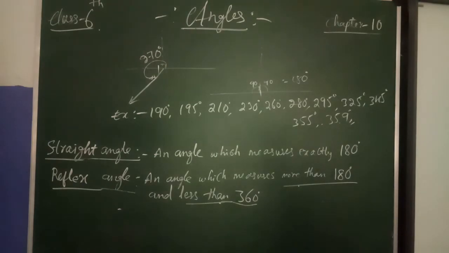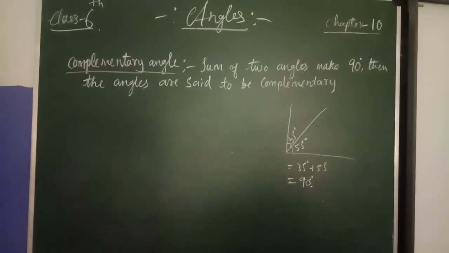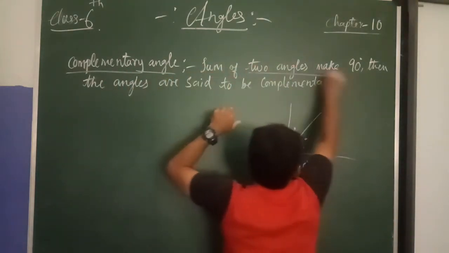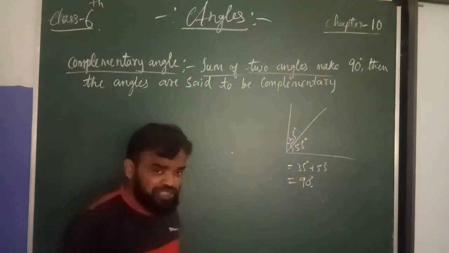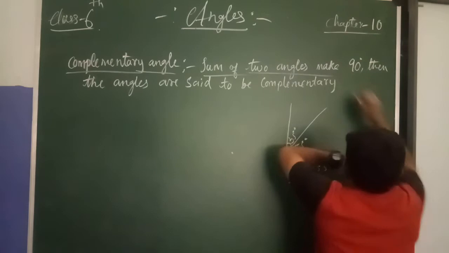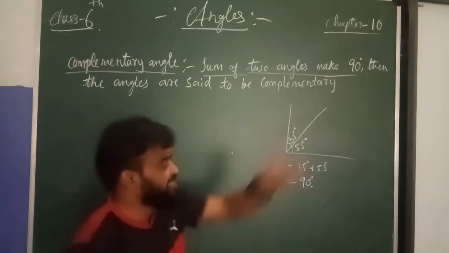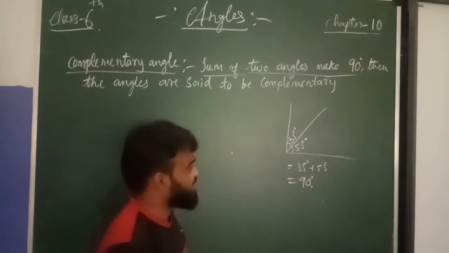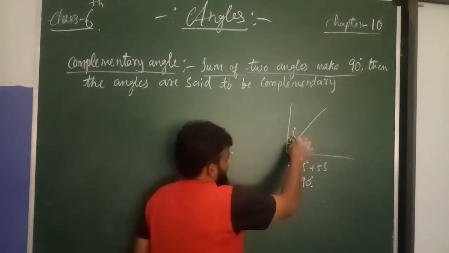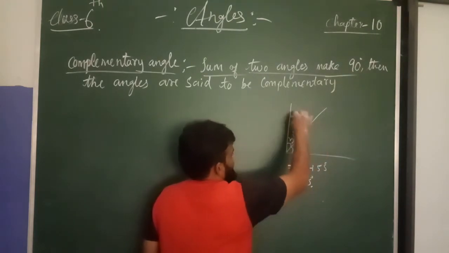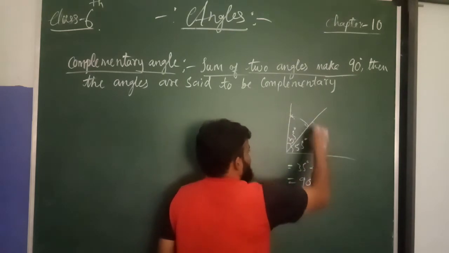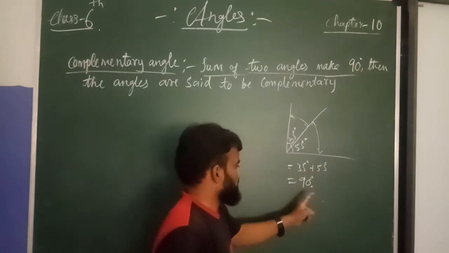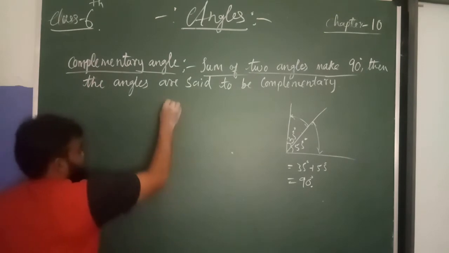Next, two more are there, I will explain them. Now you listen here, complementary angles. Complementary angles means, see, sum of two angles, sum means addition. If the sum of two angles makes 90 degree, then the angles are said to be complementary. See, I have drawn one angle, a right angle triangle, that is exactly 90 degree. So this is one angle and this is another angle. Right? Sum of two angles, 35 degree plus 55 degree, which makes 90 degree. Like that we can make other angles also, no problem.